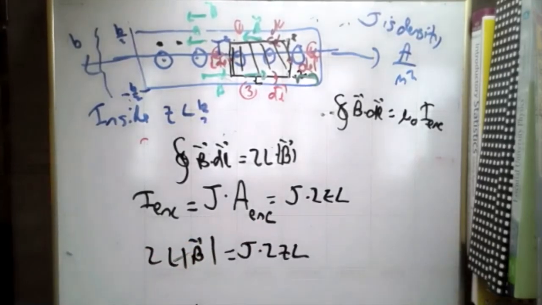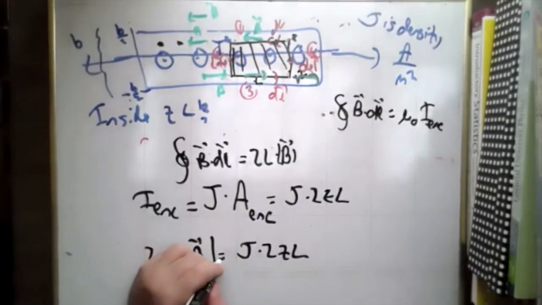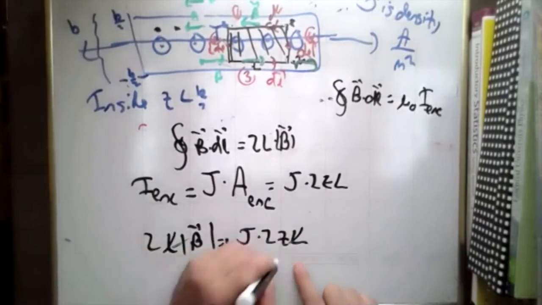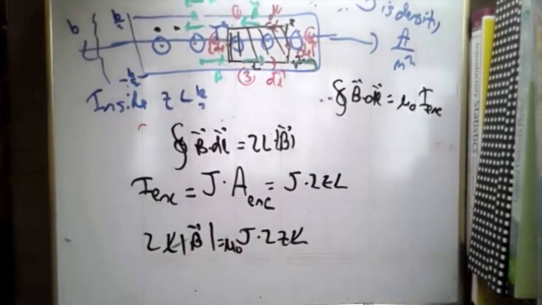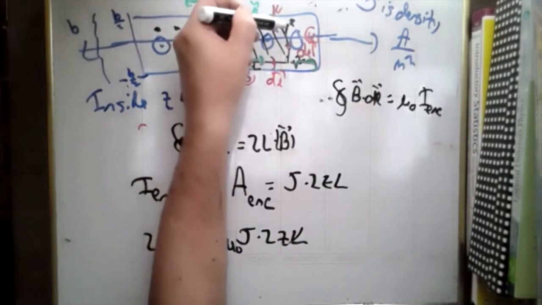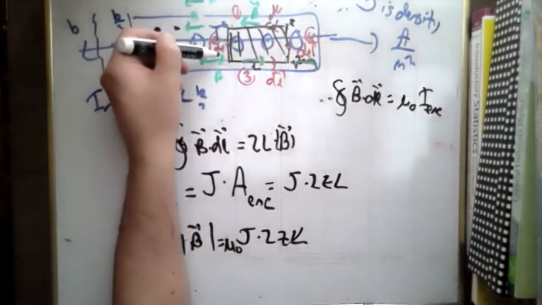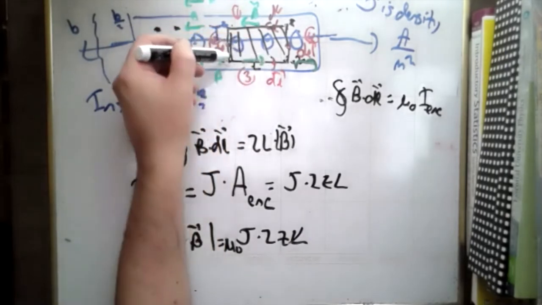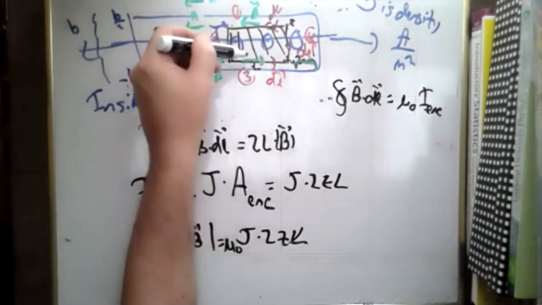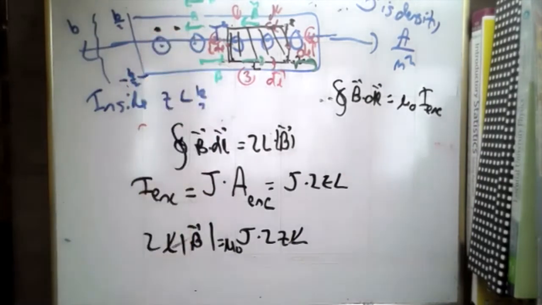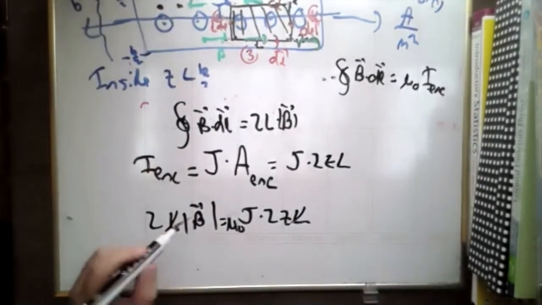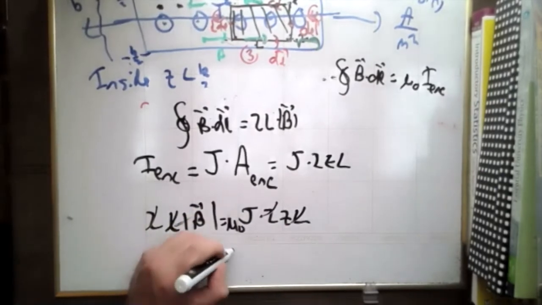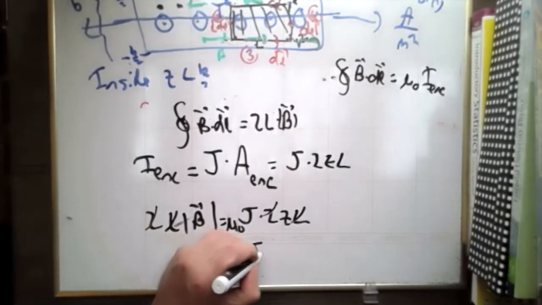The L's cancel. Oh, I always want to leave off my mu naught. Don't leave off your mu naught. The L's cancel. If the L's don't cancel, you've done goofed. My answer may depend on Z. It may depend on my distance from the center, but it should not depend on how long I chose to make my loop. I made this parameter up, and that better not appear in the answer. And it won't. It'll always cancel. The 2's also cancel. I get magnitude of B is mu naught J Z.